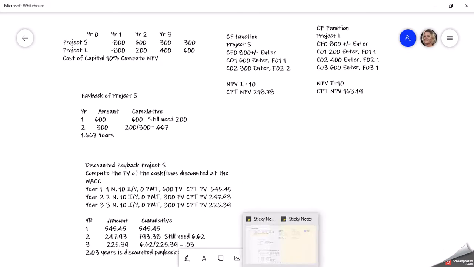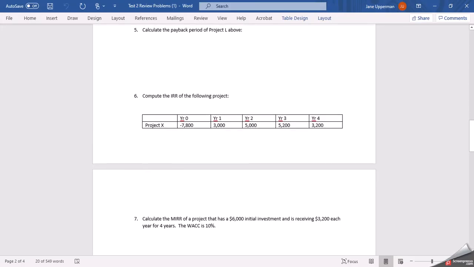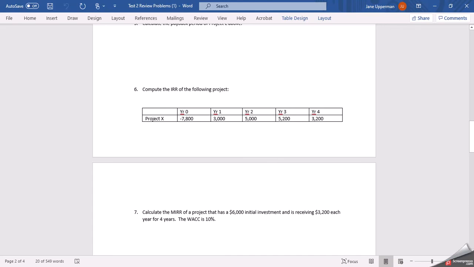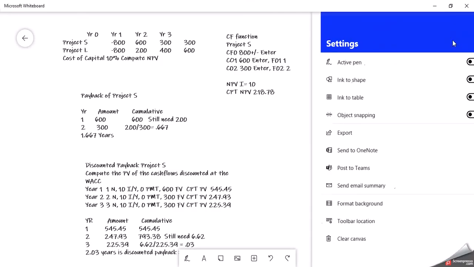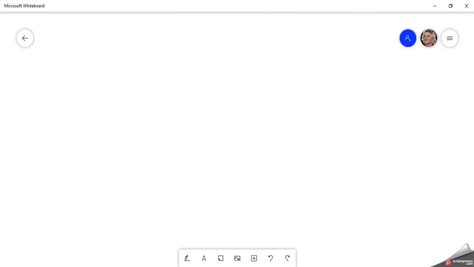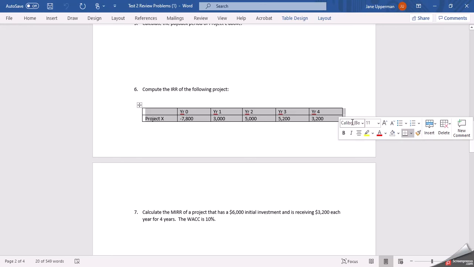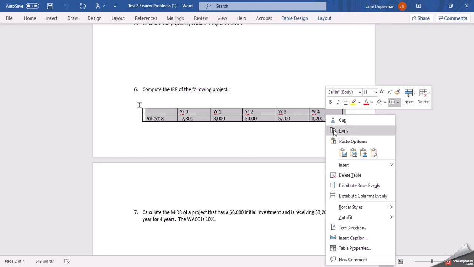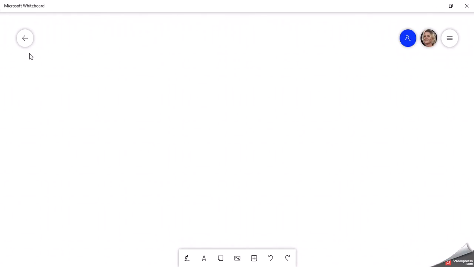Okay, so then if I come back over to my next one, now we're computing the internal rate of return of these following projects. So I'll come over here, clear my canvas, and start over. So then again, let's go back and copy these and hope that all that copies over like it did for the last one.